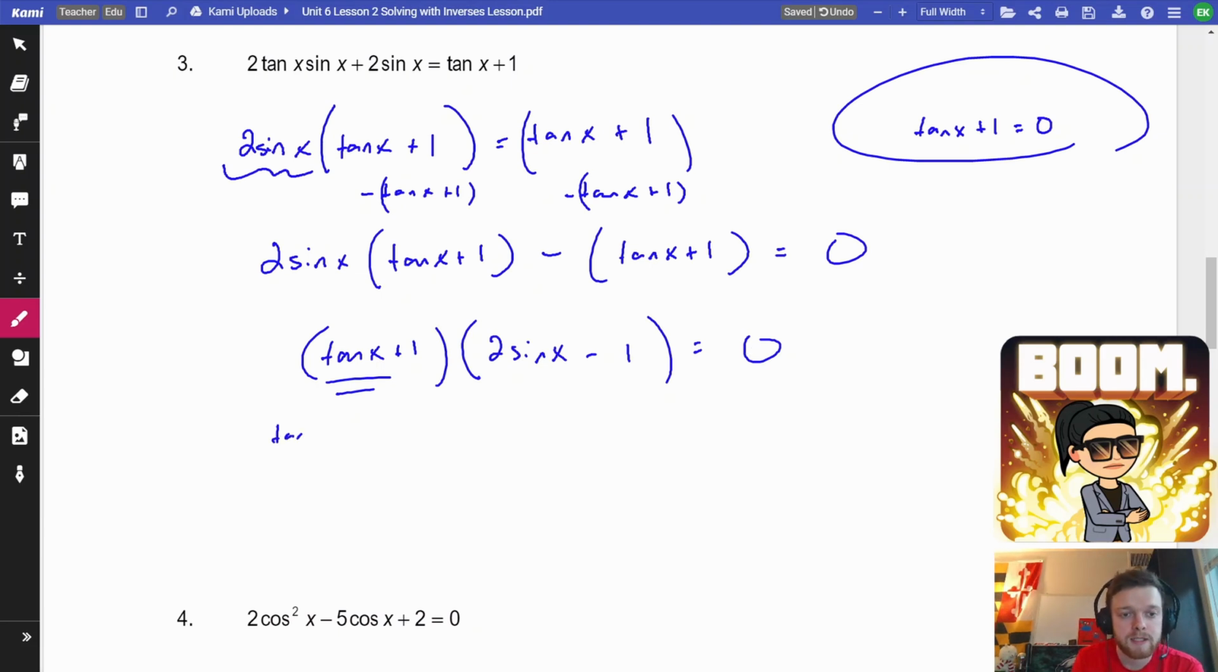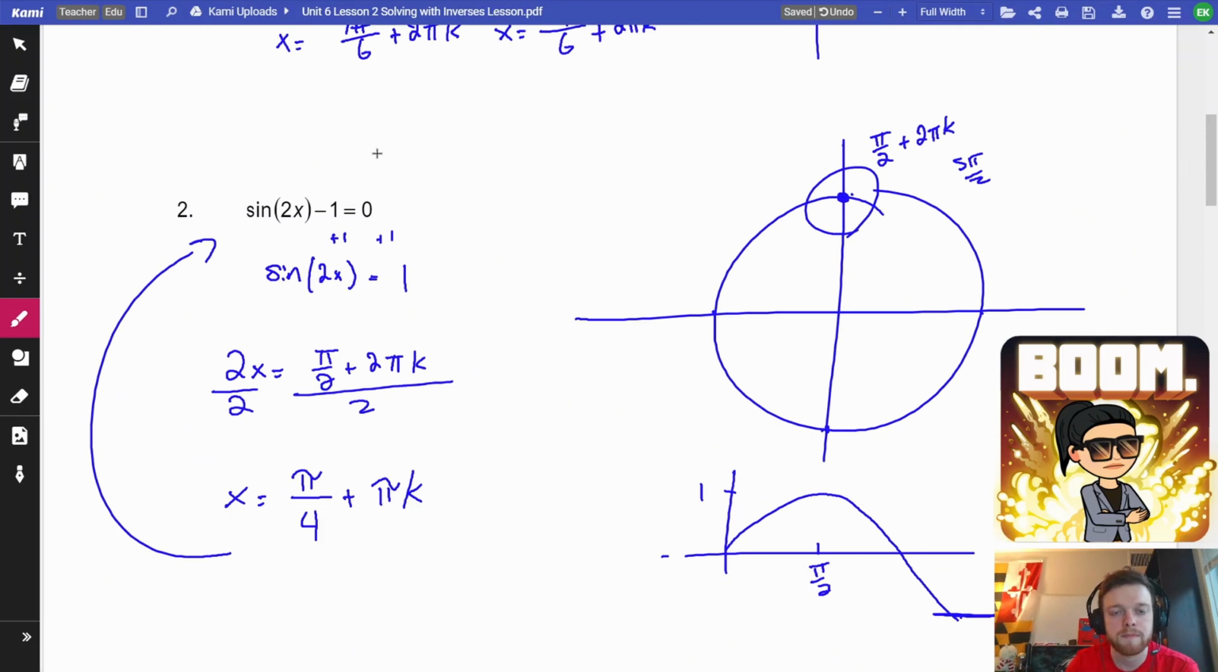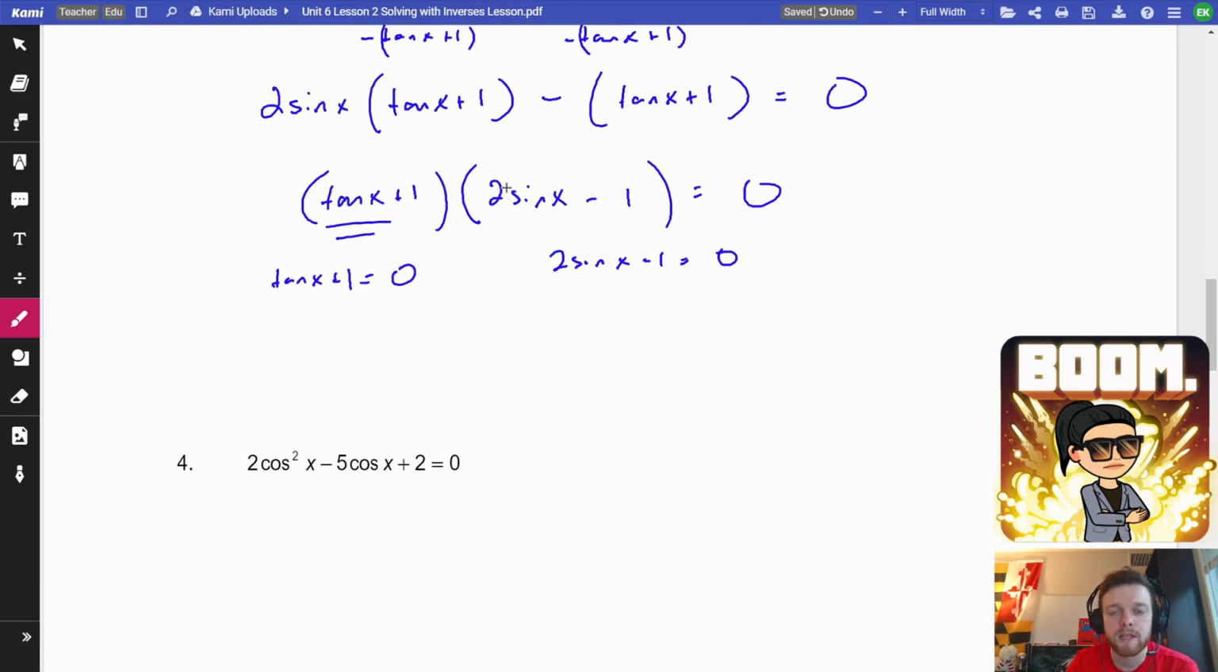So we got tan x plus 1 is equal to 0, and 2 sine x minus 1 is equal to 0. This is almost the one we did at the front. 2 sine x minus 1, 2 sine x plus 1. Almost the same problem. Not exactly the same problem, though. Okay. Let's subtract 1 on both sides on this one. Let's just go ahead and finish this left-hand equation as well.